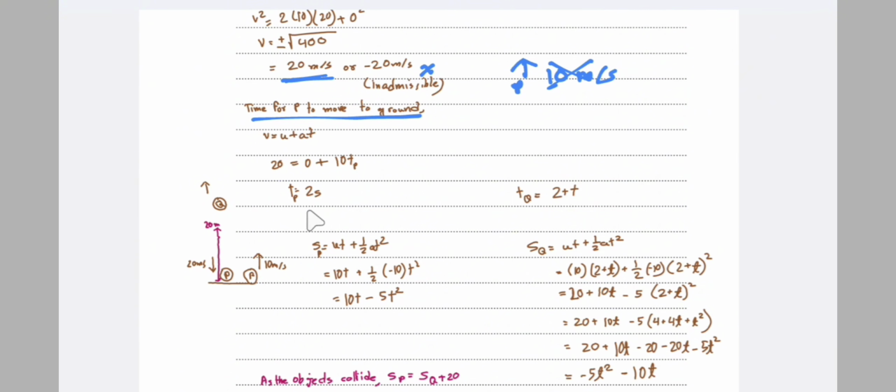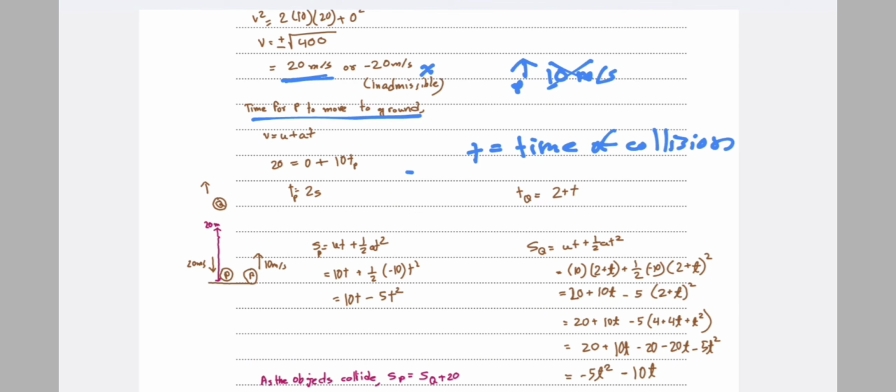Now we refer to the time t in these equations as the time of collision. T is the time of collision. So for Q, what is the total time for the time of collision?